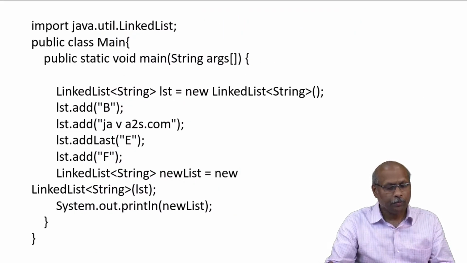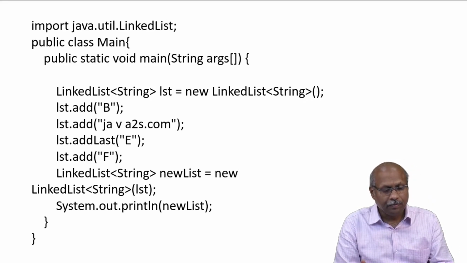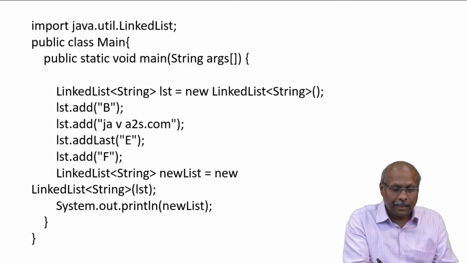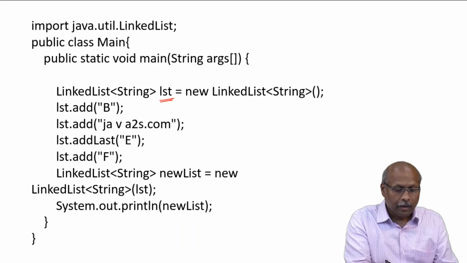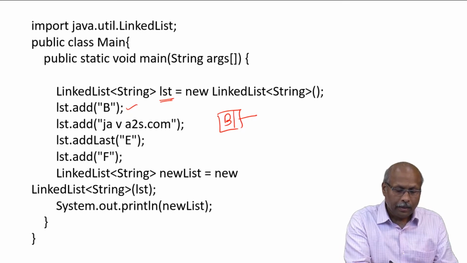Now, go to another program: how to combine two linked lists. Assume linked list LST is my linked list having B, java2s.com, E and F. This is my information. B is in the first node. Instead of this lengthy name, I'll put J. J will come.